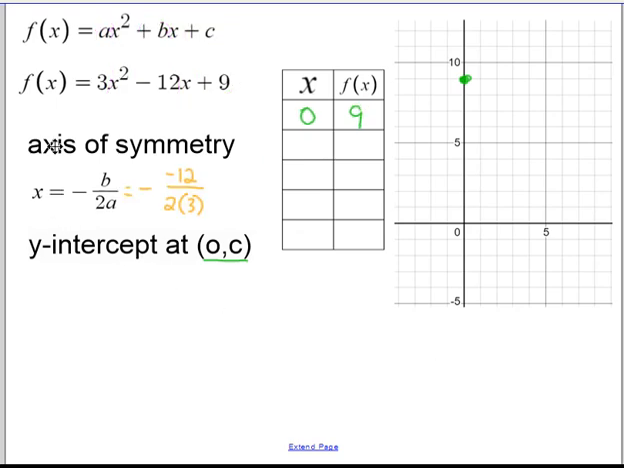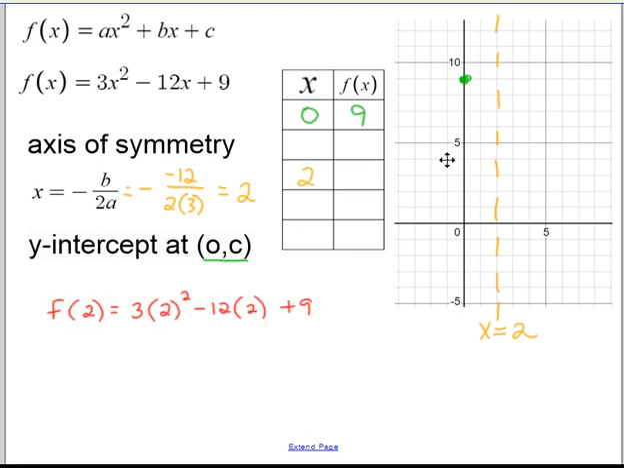Next, I'm going to find the axis of symmetry by using x equals negative b over 2a. So the negative sign in front is part of my formula. This negative 12 comes from my function. And when we simplify that, we find out that x equals 2. So that x equals 2, that's the axis of symmetry, right? I can take this y-intercept and reflect it equally onto the other side of my axis of symmetry.